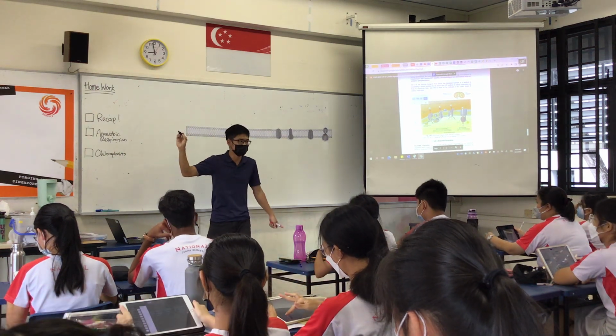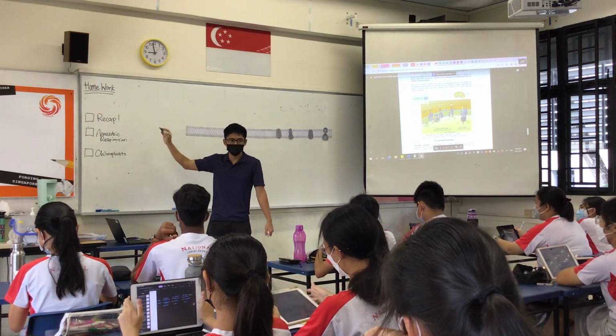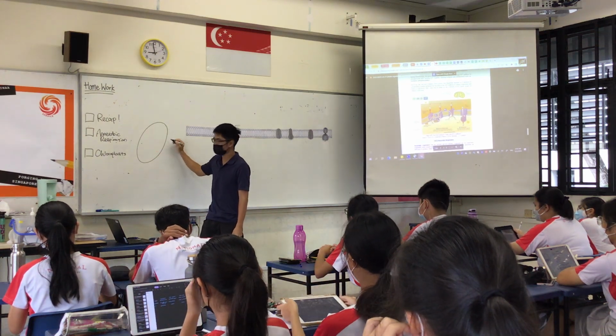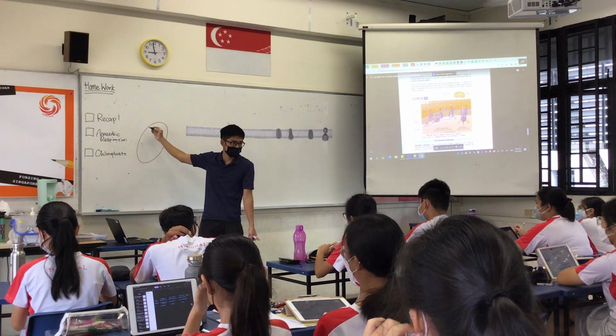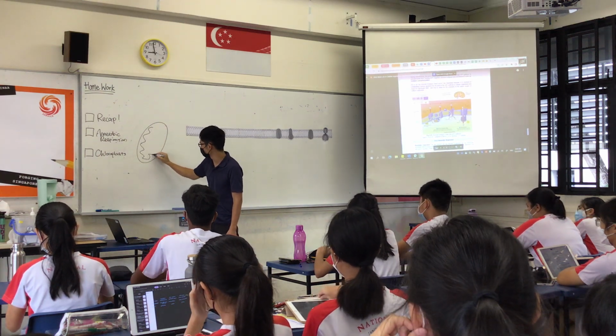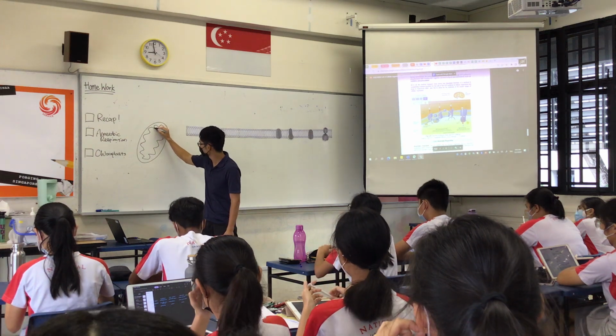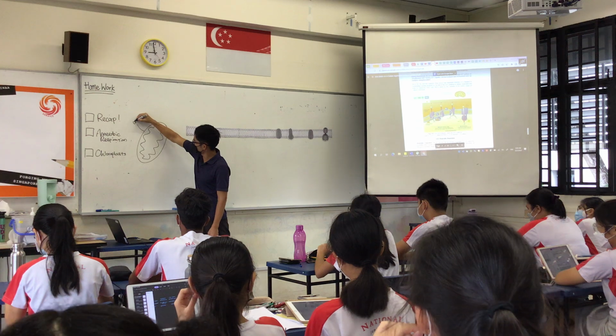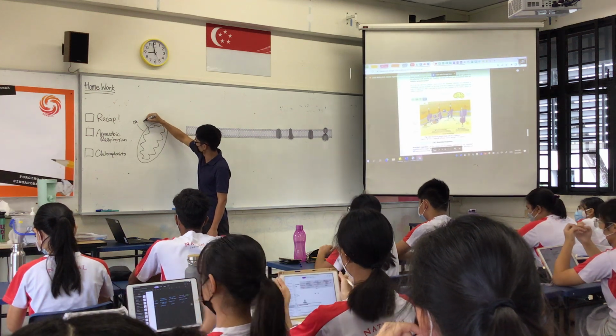Let's talk first about the structure of the mitochondria. The mitochondria has an outer membrane. It also has an inner membrane. This inner membrane is highly folded. Okay? So, outer membrane, inner membrane.